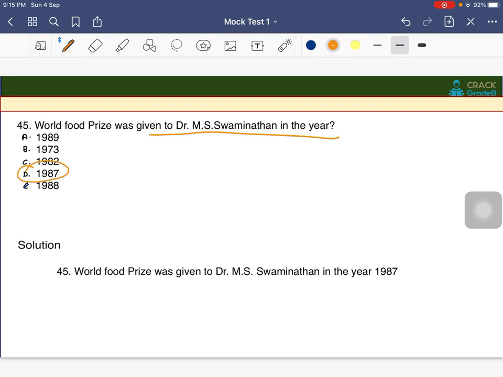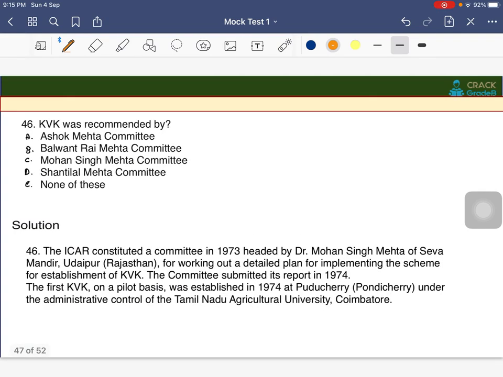KVKs were recommended by which committee? Is it Ashok Mehta Committee, Balwant Rai Mehta Committee, Mohan Singh Mehta Committee, Santilal Mehta Committee, or none of these? Okay, that is option C, the Mohan Singh Mehta Committee, which recommended KVKs for the first time. Also which KVK was opened first or second, where, how, like that. Some important questions we can expect from the KVK part.